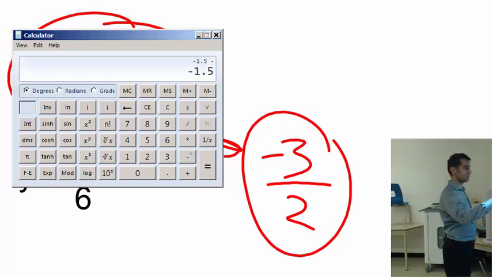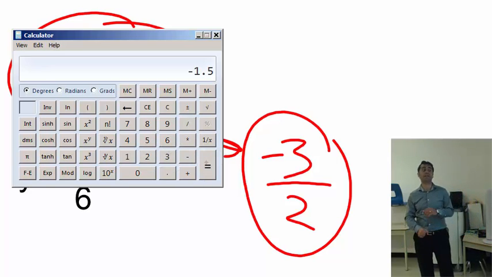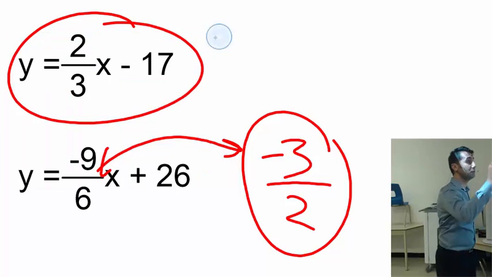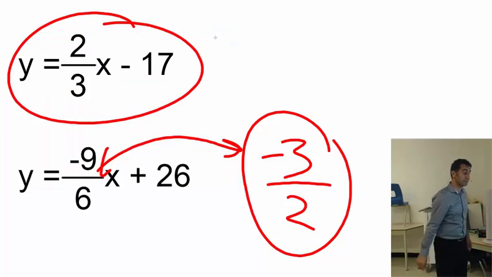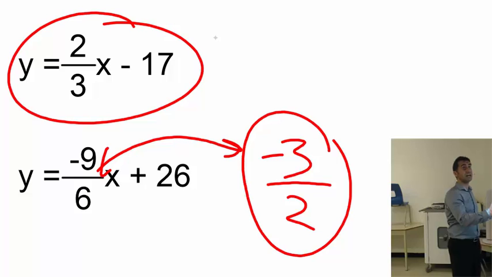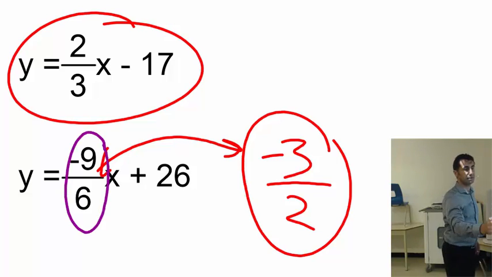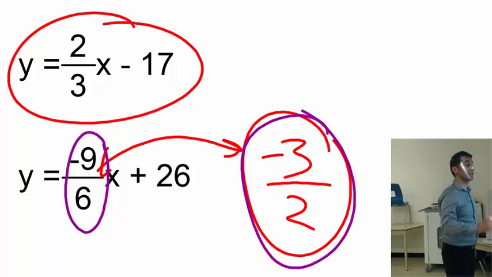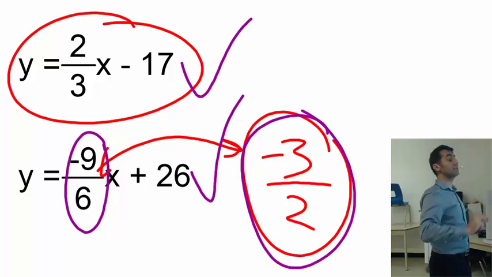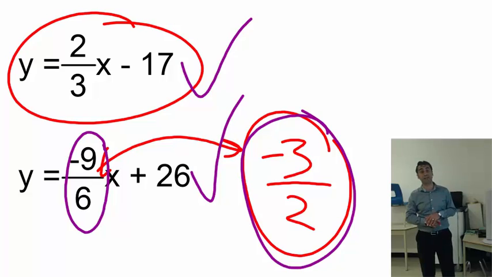Let's clear this first. Minus 3 over 2, that is also minus 1.5. In other words, these are similar fractions. In other words, these are exactly the same numbers. Meaning, these two, actually, they are perpendicular lines.